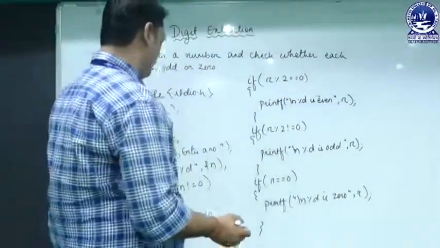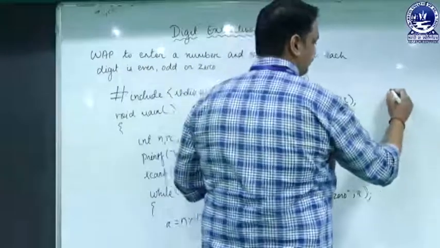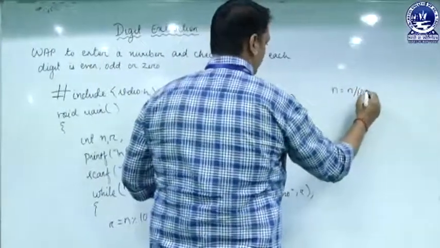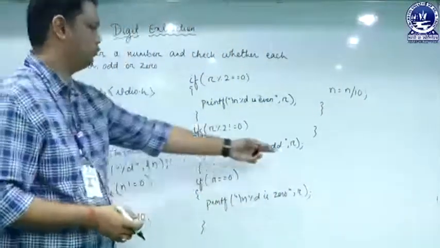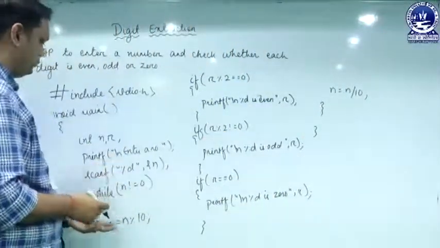Next I will write n equal to n by 10. Now this is the closing curly bracket of the while loop and this is the closing curly bracket of the program.